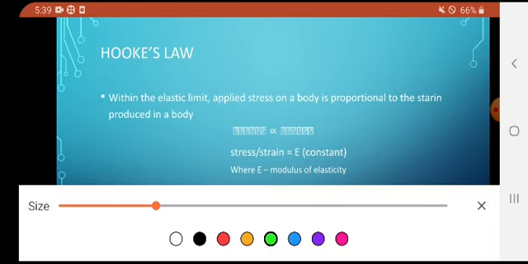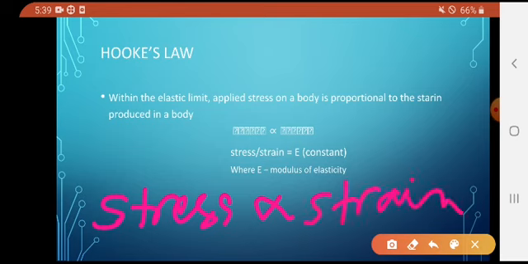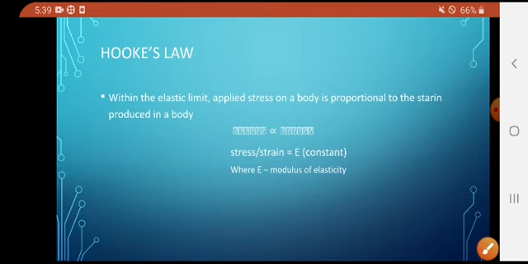Stress is directly proportional to strain. Right? Stress increases, strain increases. So stress by strain equals some constant E. The E is called the coefficient of elasticity or modulus of elasticity of the material of the body.